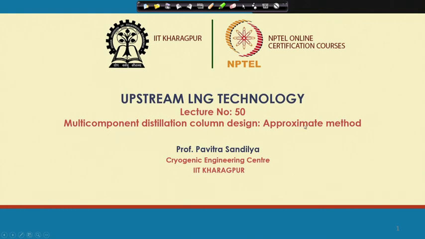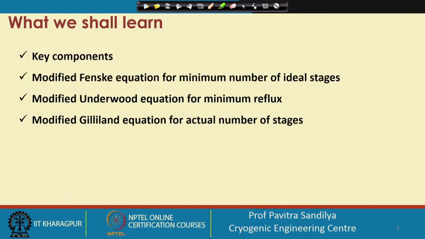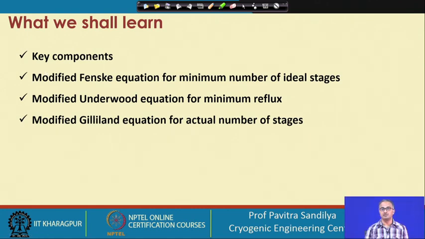Welcome. After learning about the analysis of distillation considering binary components earlier, we will now be going to multi-component analysis for the design of the distillation columns. So in this lecture, we shall be learning about the approximate methods for the design of multi-component distillation column. The rigorous methods are taught separately in other subjects, so I shall not be going into the details of the rigorous methods. So in this particular lecture, we shall be learning about the key components which are the basis for the design of the multi-component systems.